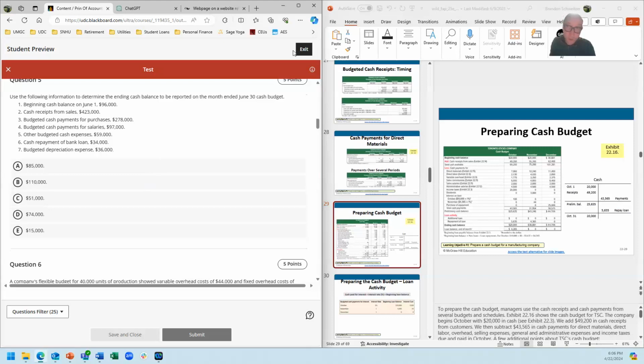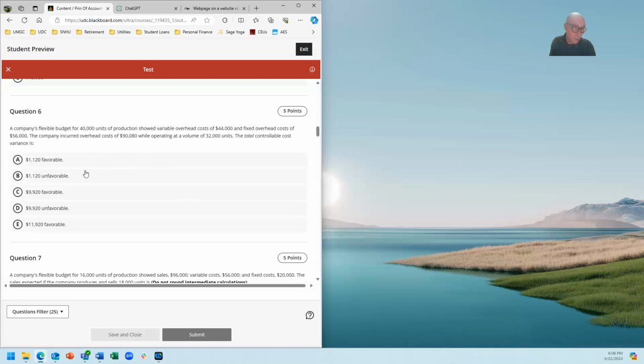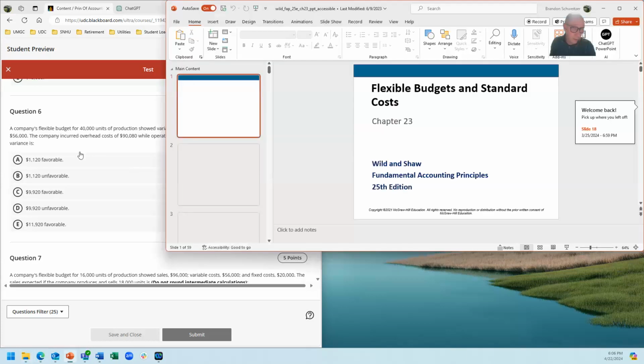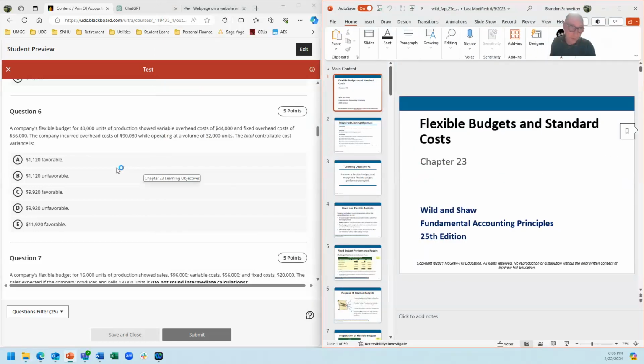Okay, so questions 1 through 5 are on chapter 22. Which simply means questions 6, 7, 8, 9, and 10, those are going to be on chapter 23. Flexible budget. Look, it even tells you, flexible budget. Looking for the keywords is super critical. It tells you where to find the respective answer.